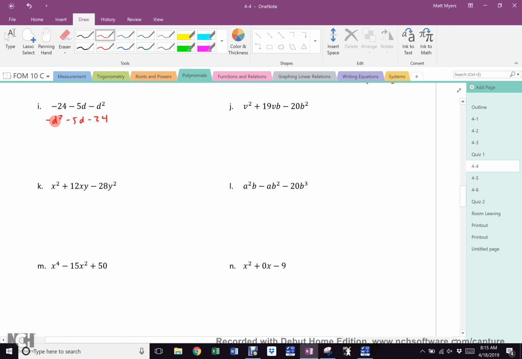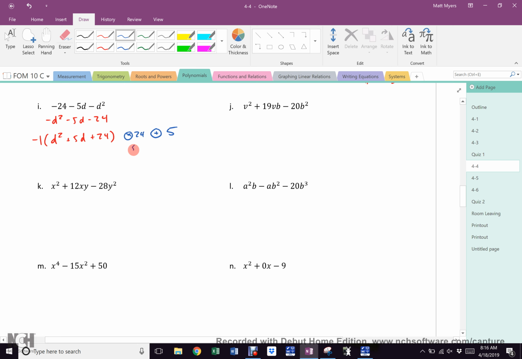And then we say to ourselves, self, I don't like a negative in the front. So I bring negative 1 out. And I get d squared plus 5d plus 24. And then I want numbers that multiply to 24 and add to 5. Now, this one is tricky, right?